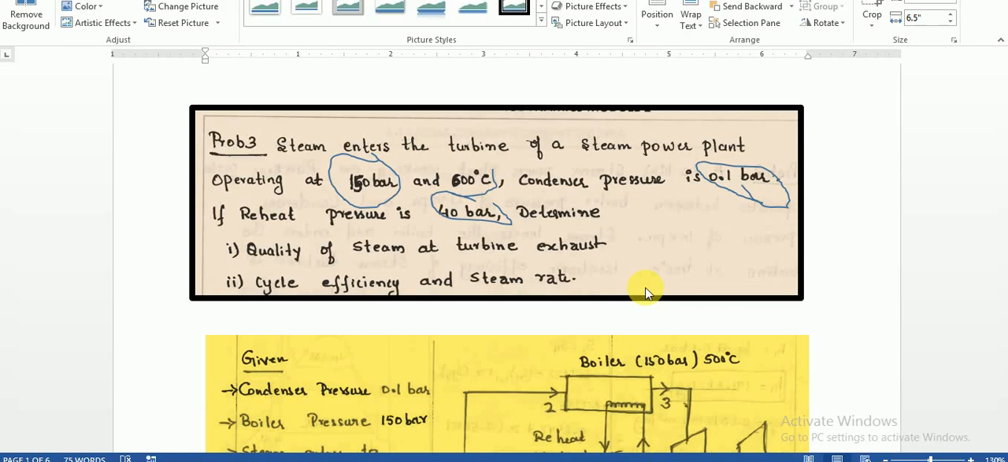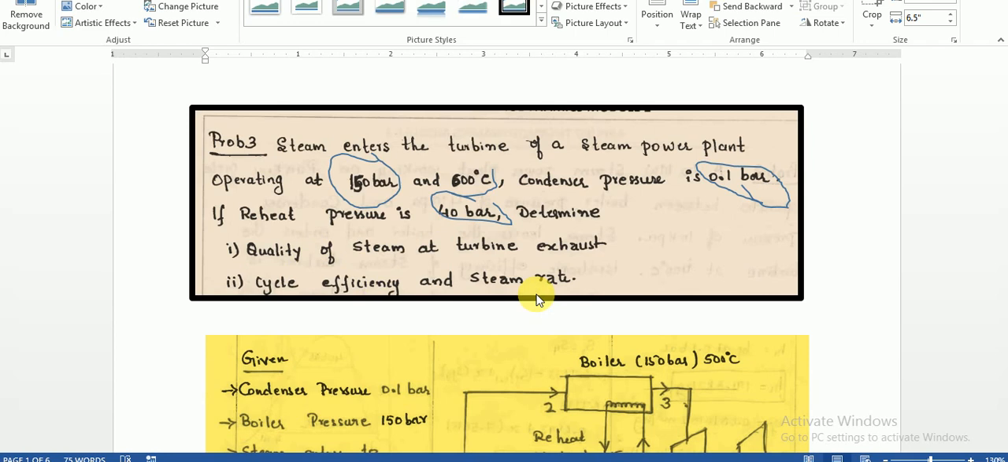Everyone. Yesterday in the last class we solved the problem on reheat, which was a very simple problem where we found only the change in enthalpy, then we calculated heat added and all. So today we will go one step ahead and solve a reheat problem, but today we will calculate a few extra things, that is cycle efficiency, steam rate and quality of steam. So let's look at the problem.